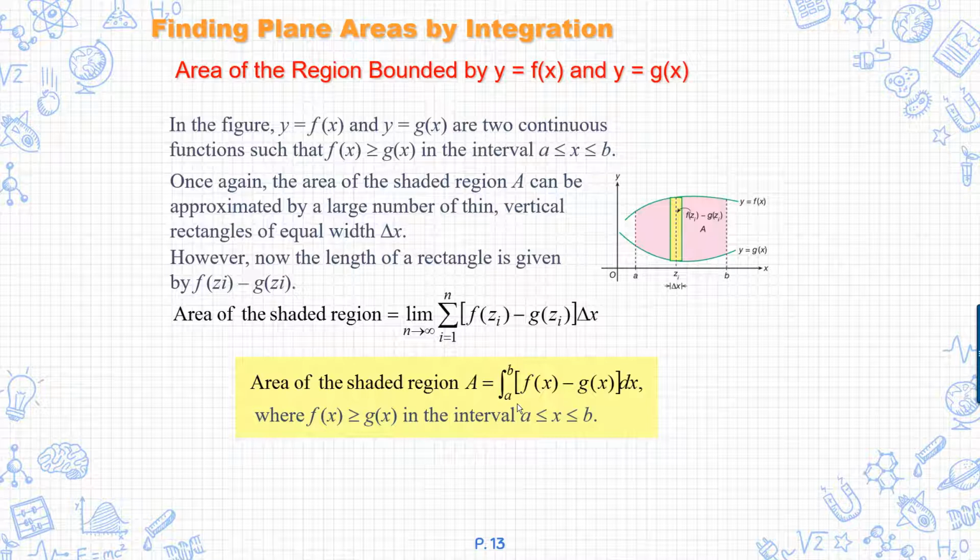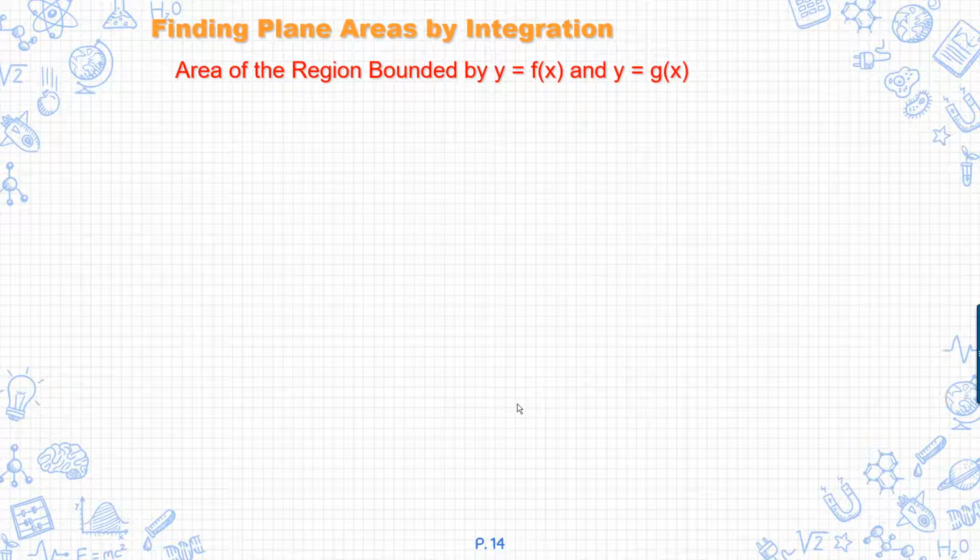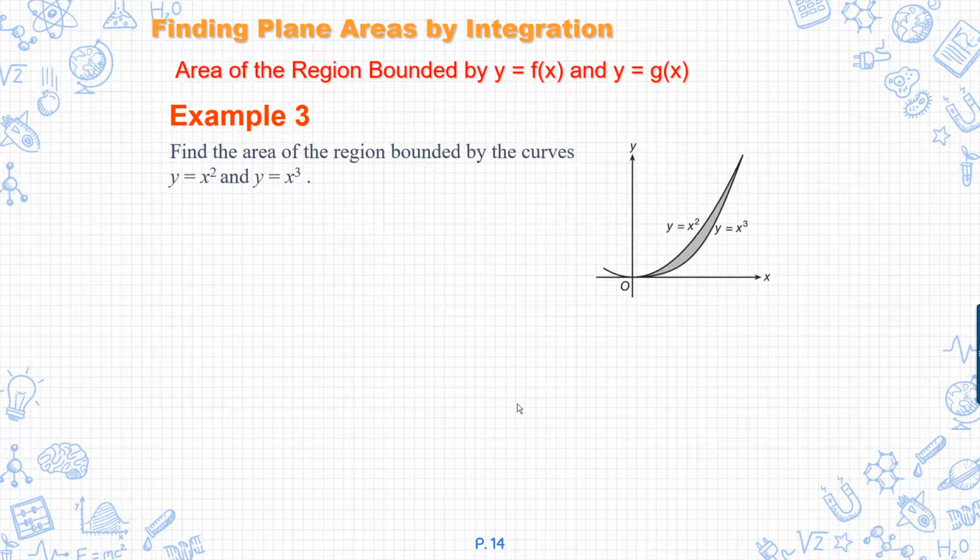What will happen when g(x) is greater than f(x)? Simple, we'll be just subtracting g(x) minus f(x). So whatever function is greater, we'll be subtracting the smaller function from it, so that we get a positive required shaded area. Let's see this with an example.